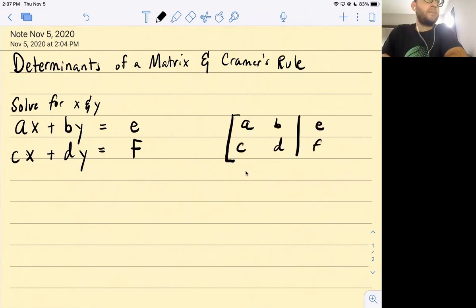But yeah, how could you cancel them out? What could we do to eliminate some of the variables? Or eliminate one of the variables. There's only two variables. Even though the other ones are letters, they're not really variables per se. We're thinking of them as constants.